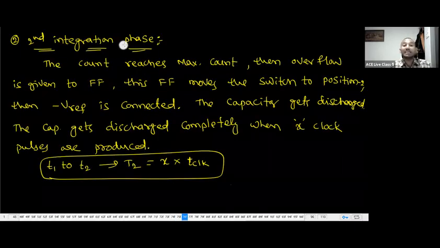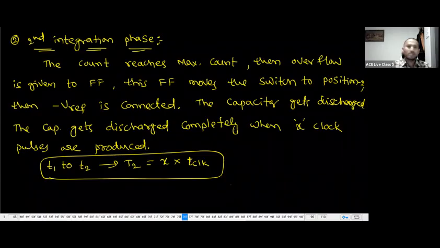See, second integration phase. What is that? The count reaches maximum count. Then overflow, that is a carry pulse, is given to the flip-flop. This flip-flop moves the switch to position 2. Then negative V reference is connected. The capacitor gets discharged completely.